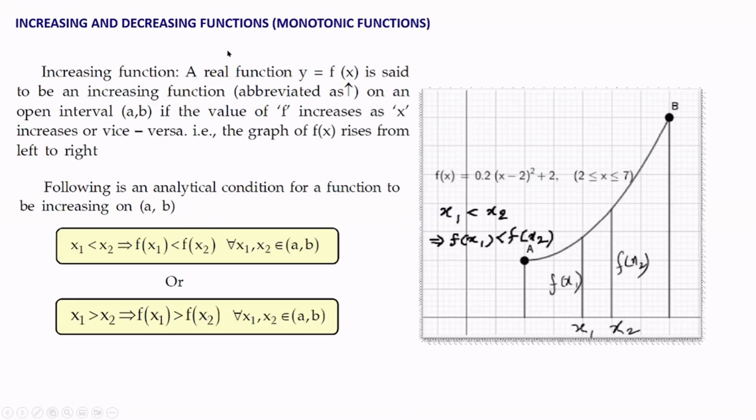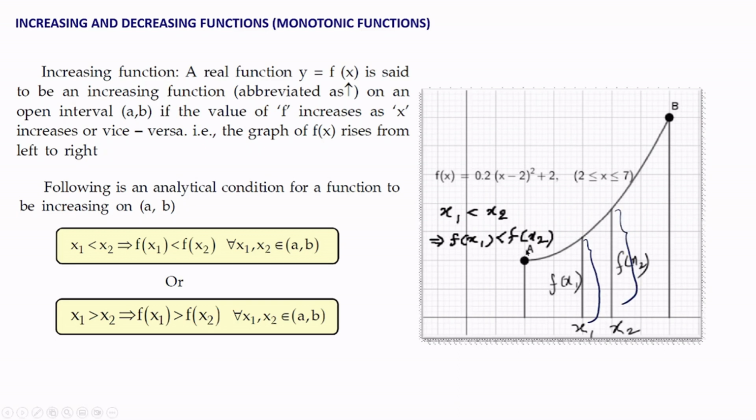Next we have increasing and decreasing functions. So we call a real function y equal to f of x an increasing function on the open interval a comma b if the value of f increases as x increases, or if the value of f decreases as x decreases. So here we can see that x1 is less than x2 and f of x1 is less than f of x2.